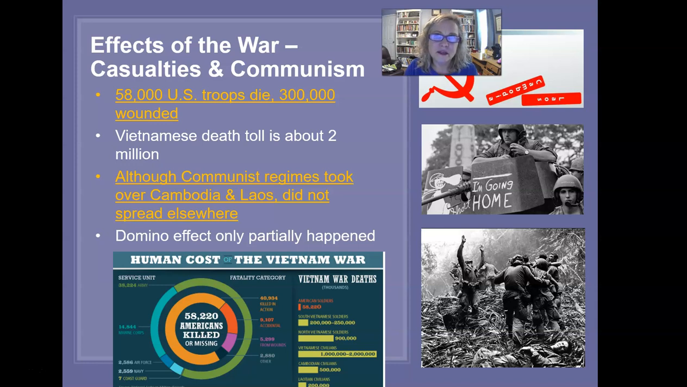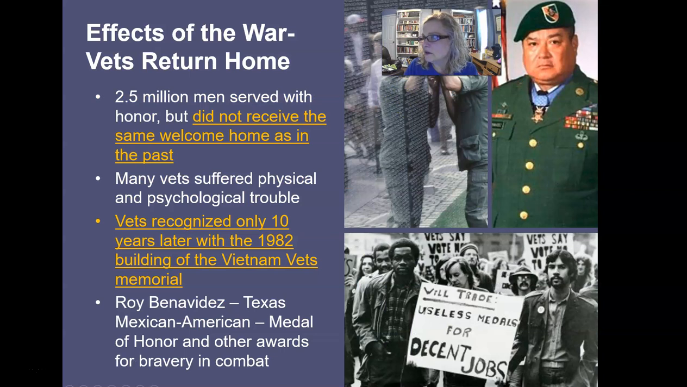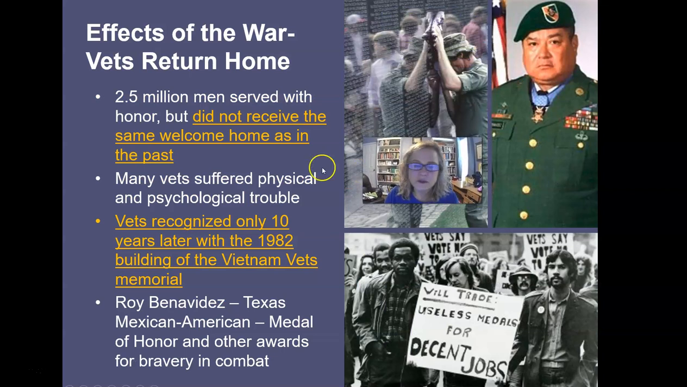And the domino theory only partially happens. Cambodia and Laos become communist, but not India, not Thailand, not the other countries that they suspected would become communist. But when the vets returned home, this was really what was significant. It was such an unpopular war. In just a minute, we're going to talk about the anti-war protests and things of that nature.